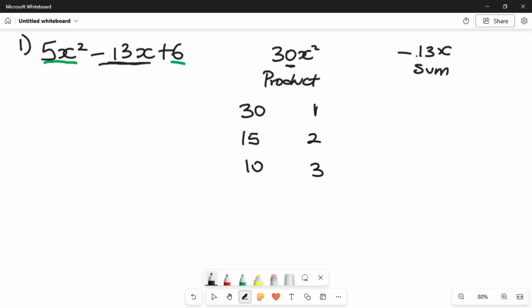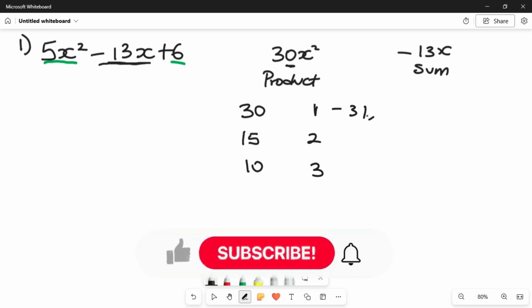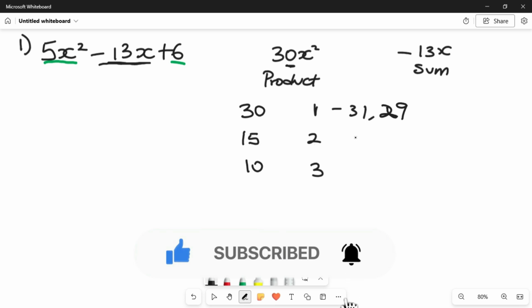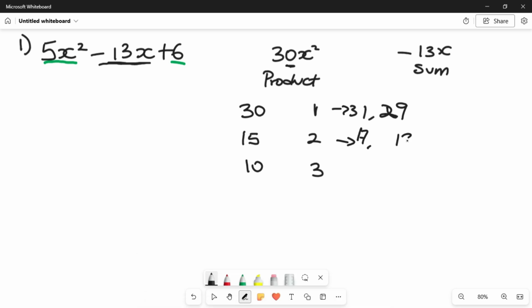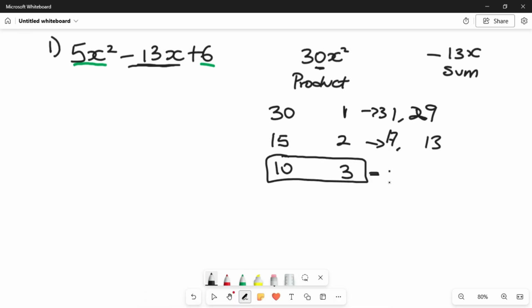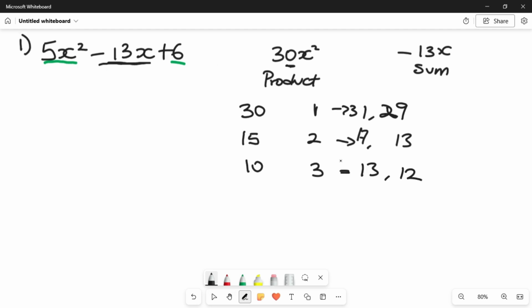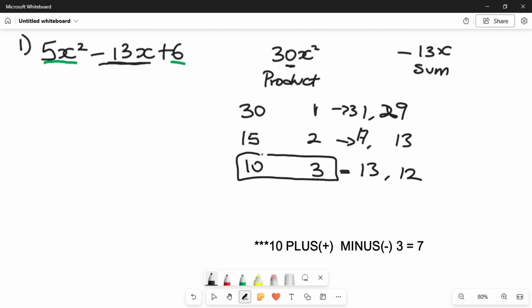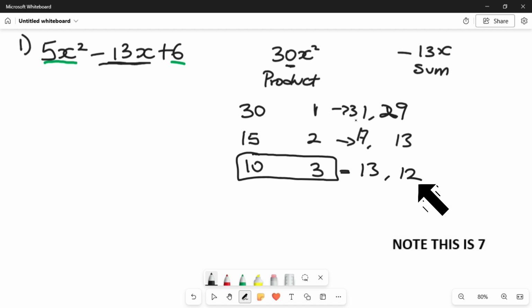For us to know that, just say 30 plus 1, that's 31. 30 minus 1, 29. The next one, 15 plus 2, 17. 15 minus 2, 13. The last, 10 plus 3, that's 13. Then 10 minus 3, that's 7. And 3. Okay, because these are the two pairs of numbers that give us 13. So at this point, it's always good to add and subtract for now, because we are not sure of the sign, but from what I've done here, we have our 13.